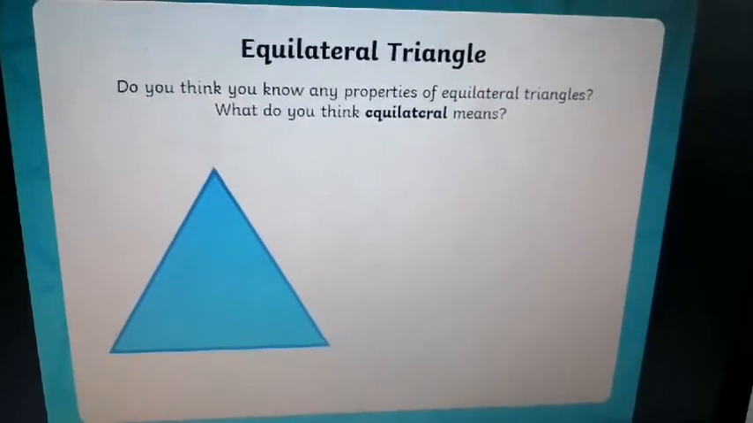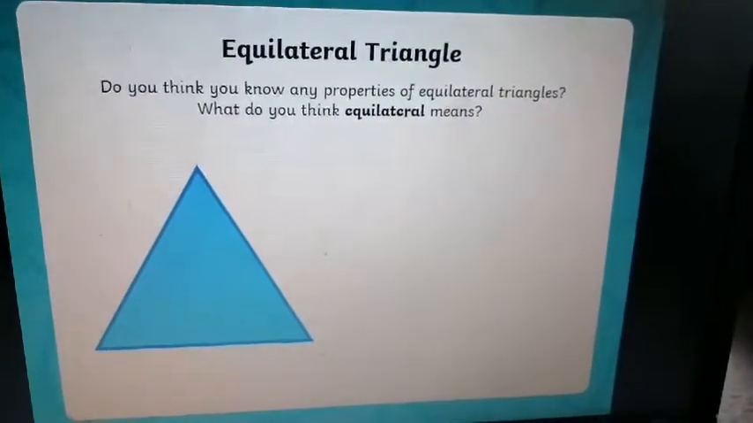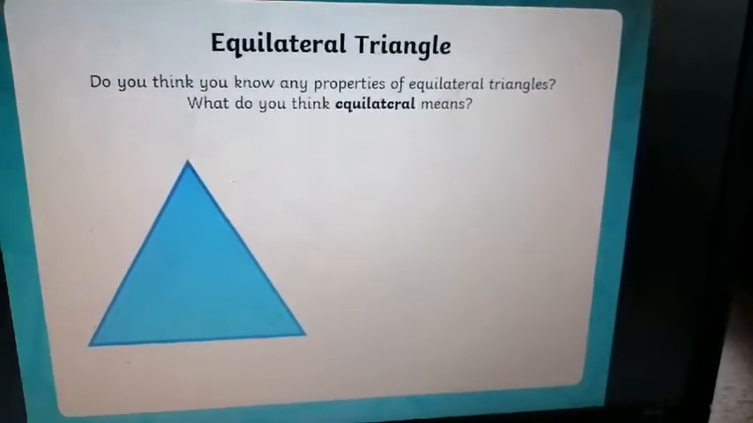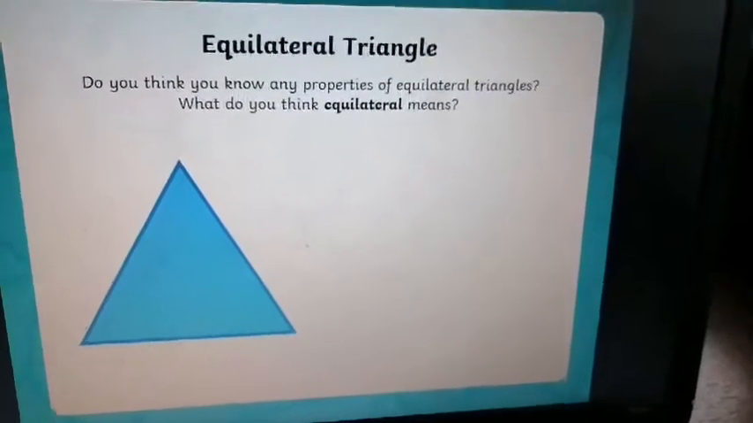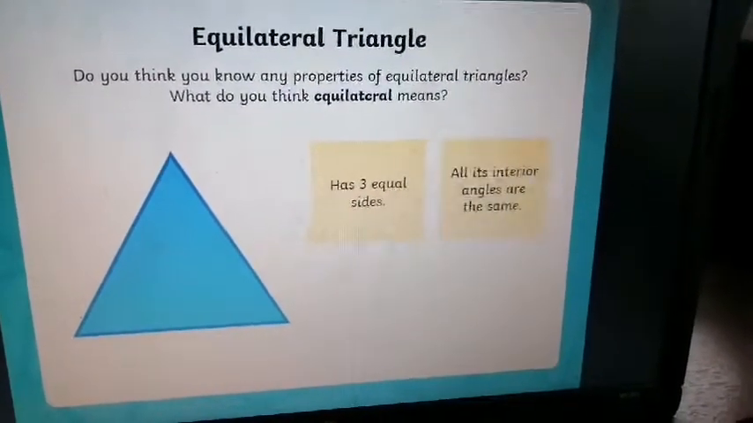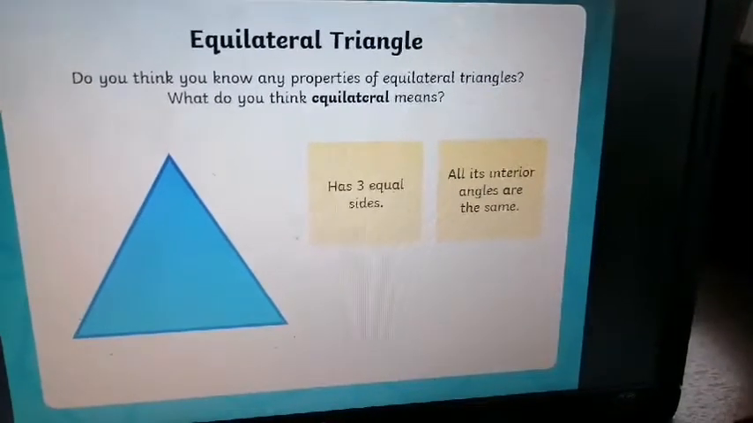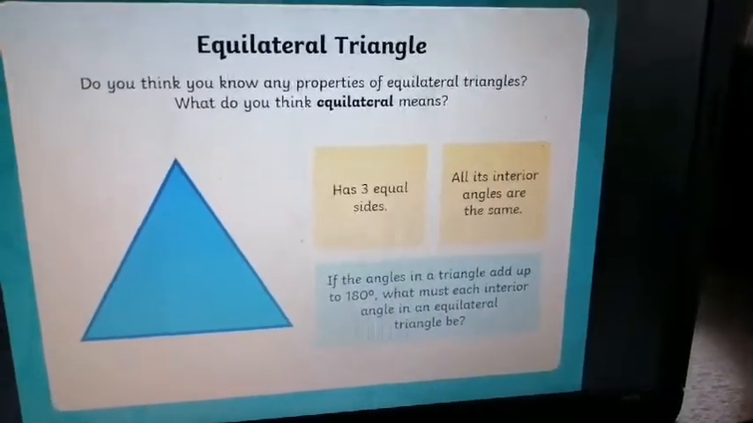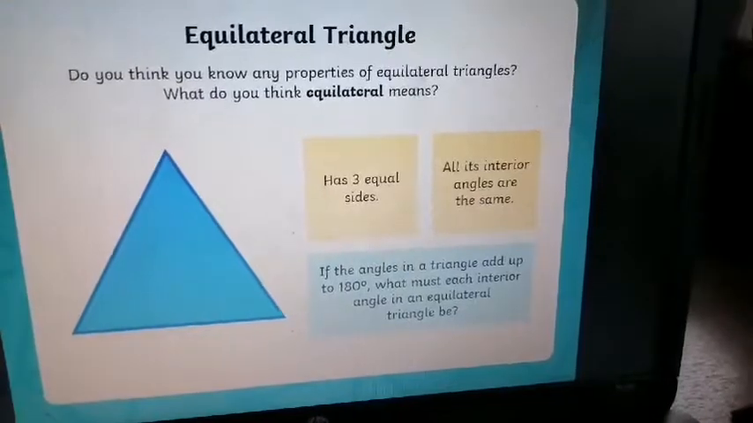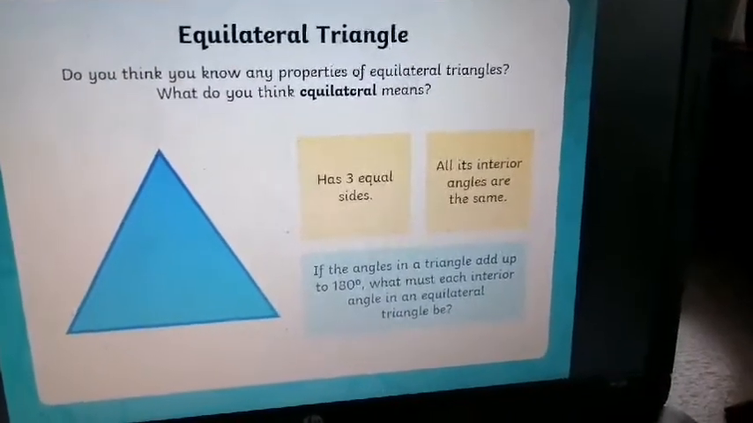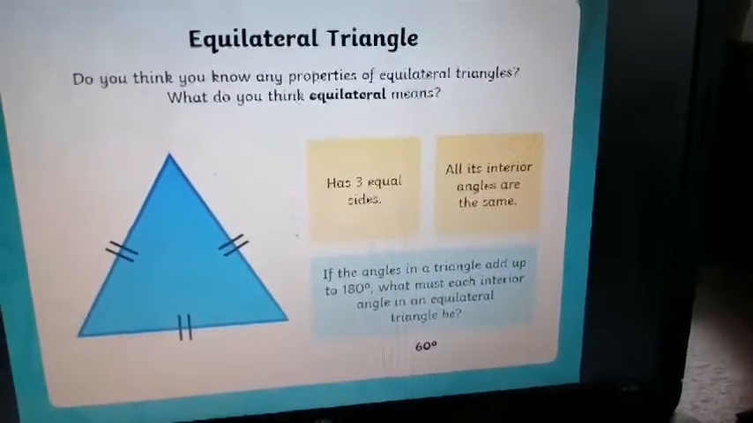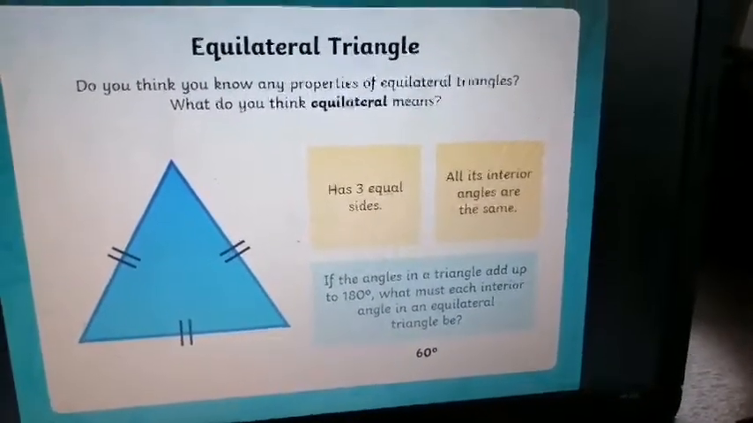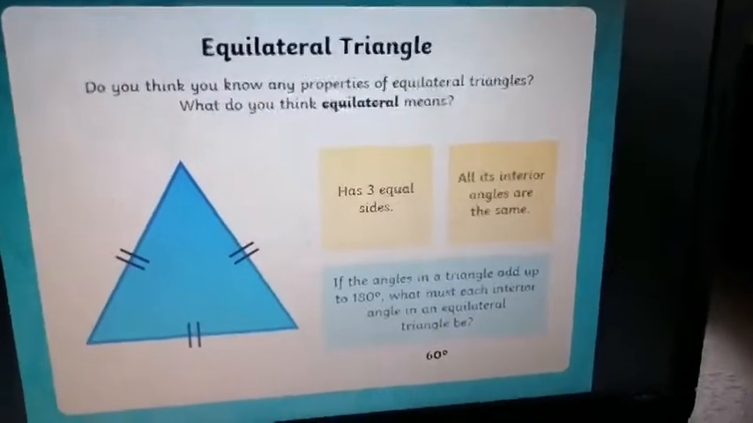Now, do you think you know any properties of equilateral triangles? What do you think equilateral means? So as I said in the last video, equilateral means all the sides and all the angles are equal. So it has three equal sides. All its interior angles are the same. And if the angles in a triangle add up to 180 degrees, what must each interior angle in an equilateral triangle be? Well, these lines are to indicate that all three sides and angles are equal.